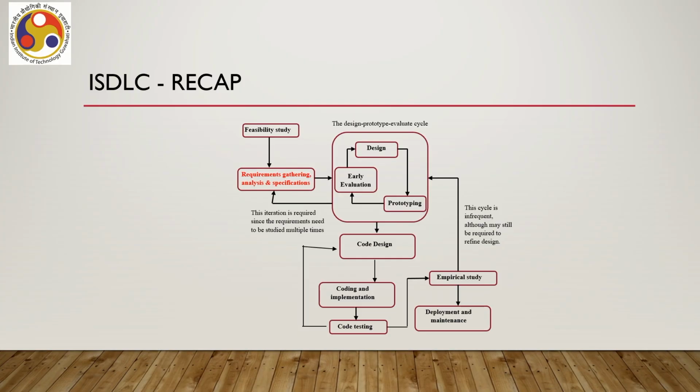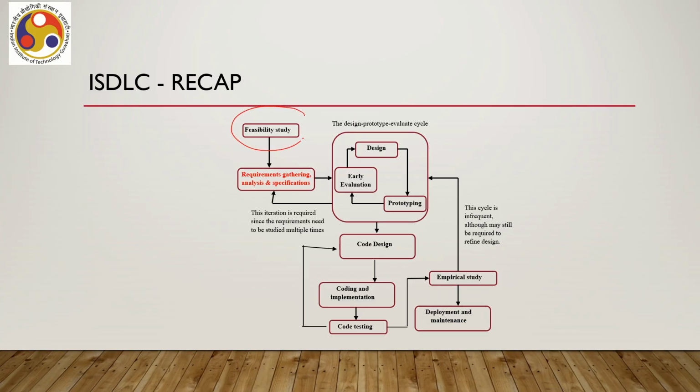Let us first learn about usability requirements, what it means. When we talk of requirement gathering, let us quickly recollect the interactive system development life cycle as we have learned about it in the previous lecture. It comprises of feasibility study, requirement gathering, analysis and specification, then design, prototype, evaluate cycle, code design, actual coding, then code testing, then empirical study or usability testing, and finally deployment. We are going to learn about the requirement gathering stage, with respect to end user requirements, not the client requirements.